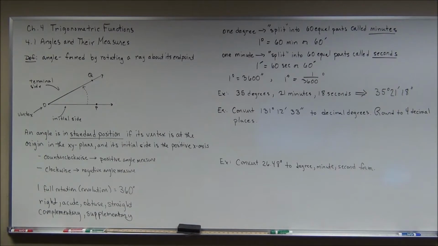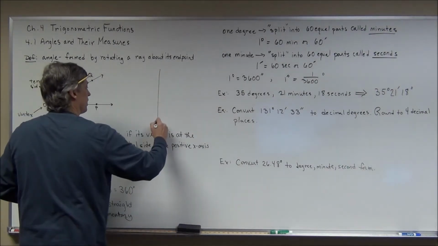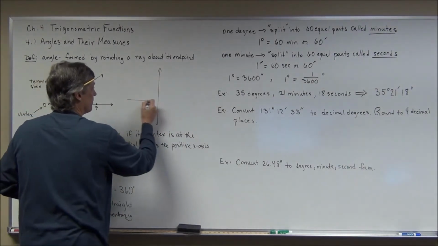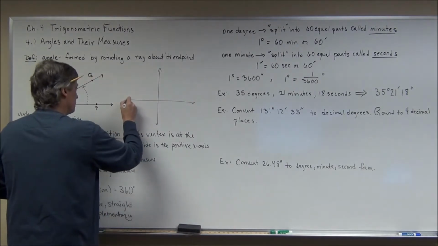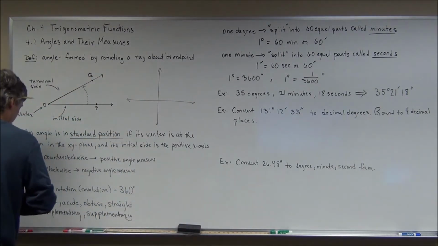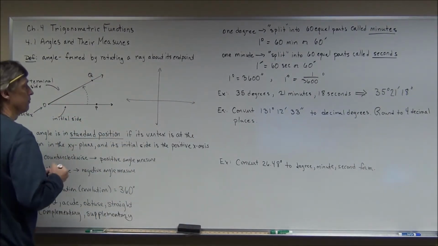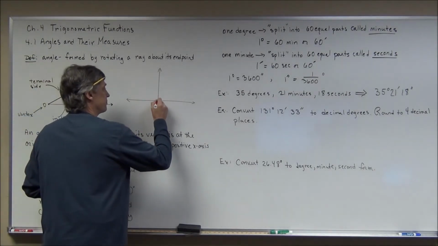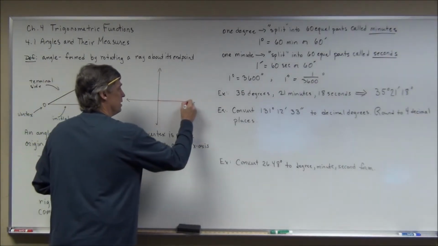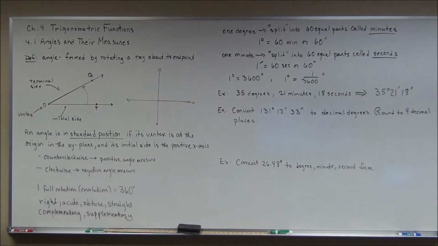Now, an angle is considered in standard position if its vertex is at the origin of the xy plane and its initial side is on the positive x-axis. So if I was to have a set of axes drawn here, freehanding it, and I was to put an angle in standard position, the initial ray or initial side would have to be in the positive direction of the x-axis.